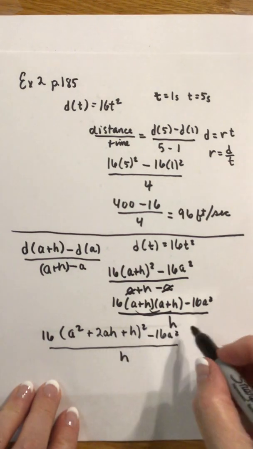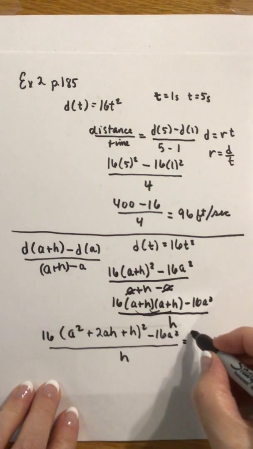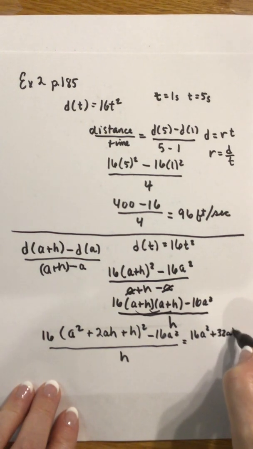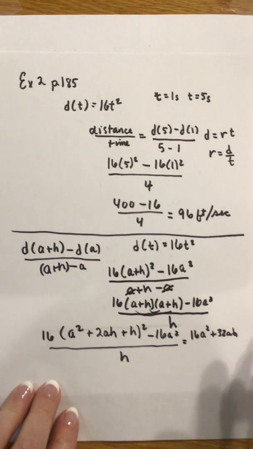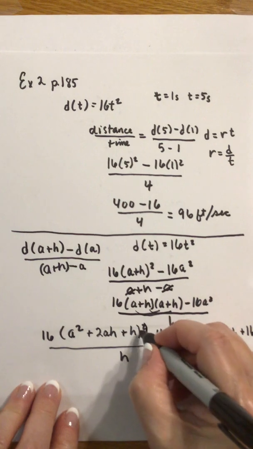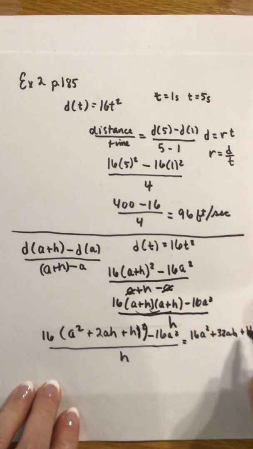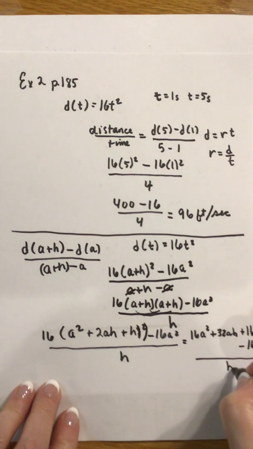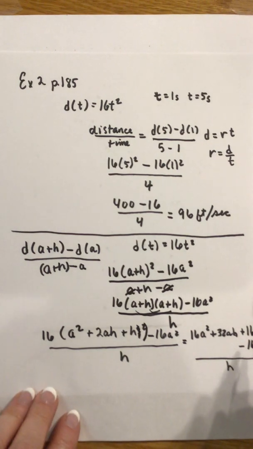So now we distribute the 16A squared in. The 16 goes into the A squared plus 32AH, and we're going to run out of space. So we have plus 16 H squared, which should be inside that parentheses, sorry. 16H squared minus 16A squared all over H. Okay, give everybody a chance to catch up to that point first.